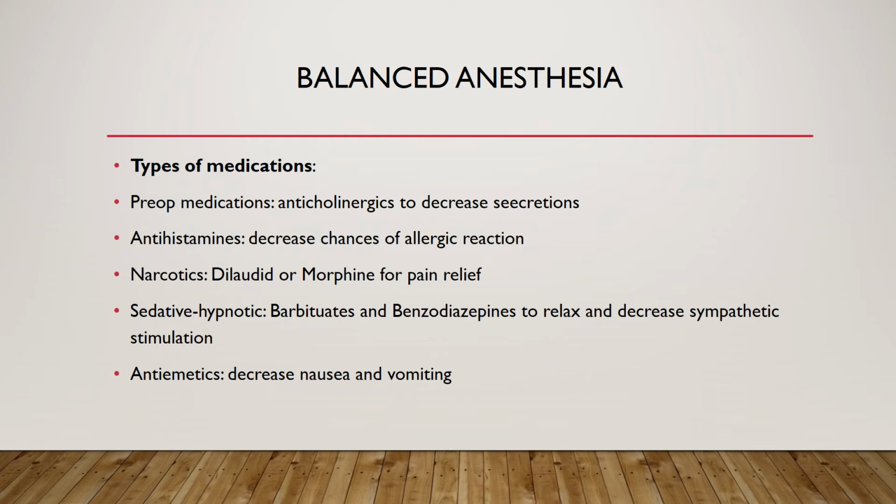Some of the common agents used during balanced anesthesia are: 1. Pre-op medications such as the use of anticholinergics to decrease secretions with intubation and mechanical ventilation, and to prevent the side effect of bradycardia that naturally occurs with CNS depression. 2. Antihistamines such as diphenhydramine are used to decrease the chances of an allergic reaction and assist in drying up secretions. 3. Narcotics such as Dilaudid or morphine provide pain relief and added sedation and sense of well-being.